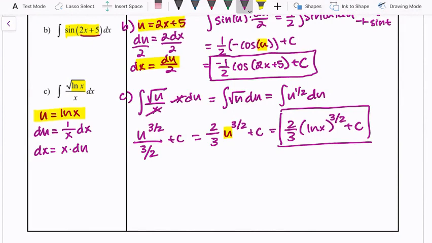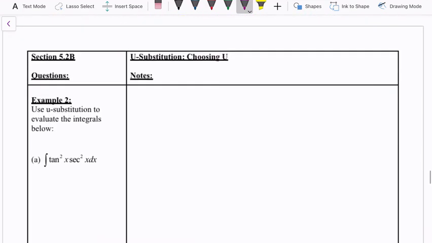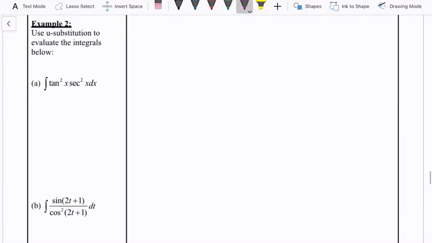Cool. Okay. So in this case, we were looking at all of these examples where we had to find some sort of function in a function. Well, this can get a little bit more tricky once we get into some other trig functions. So turning our page over, we're going to do a couple more examples with u substitution and trig. So looking at a, I see that I have the integral of tangent squared x times secant squared x dx.